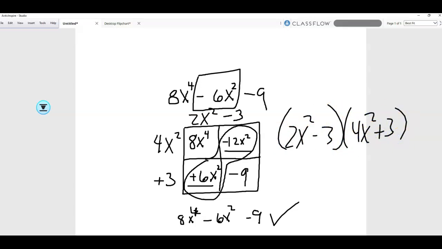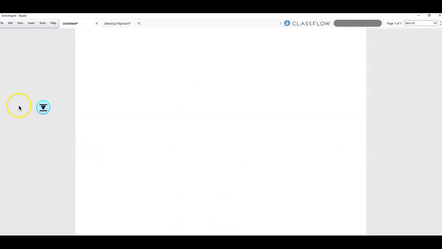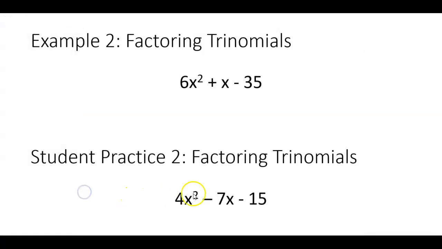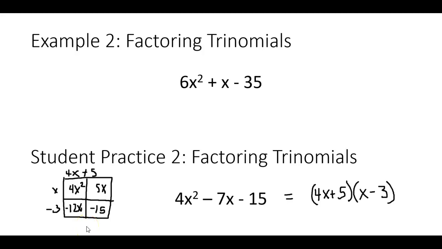Okay? All right, so that was a guided practice. And now I'm going to let you guys try one on your own from beginning to end. So there's a student practice for you. Go ahead and do that one down there at the bottom and see if you guys can find the correct factorization of that problem. All right, and there it is. 4x plus 5 and x minus 3.